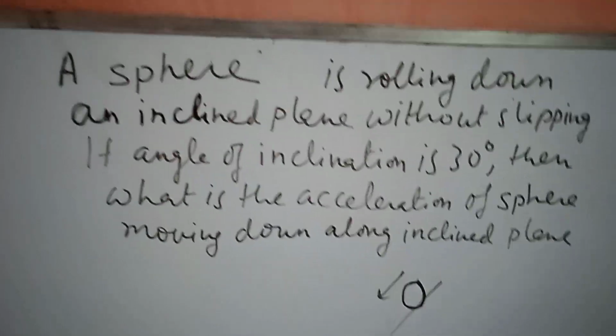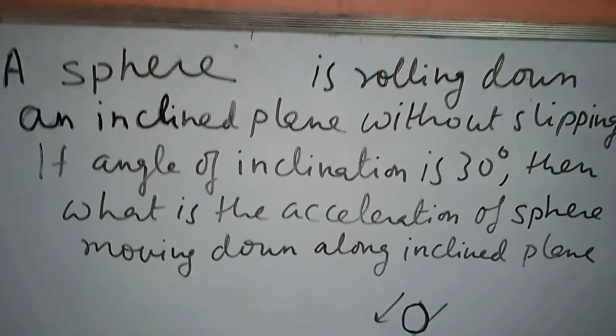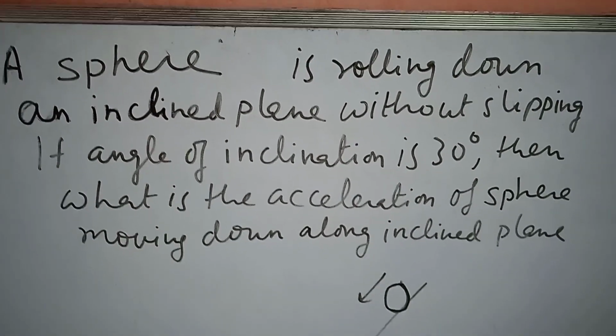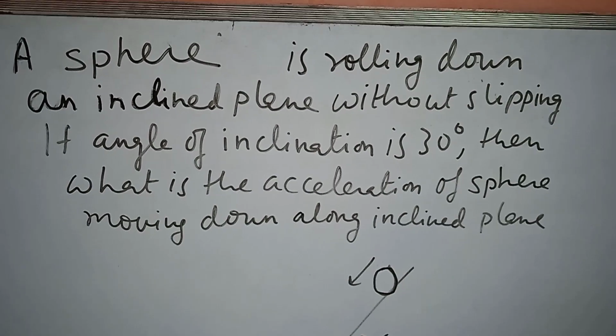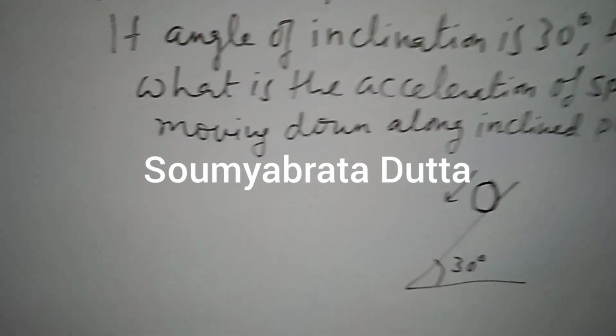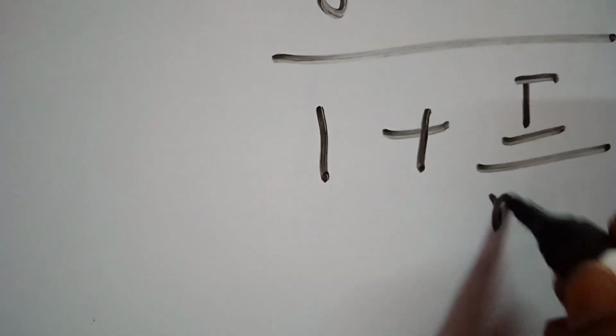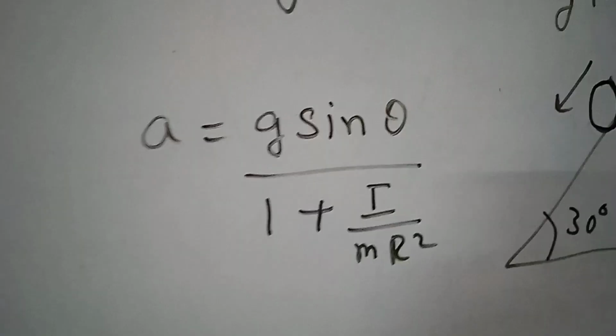Welcome, students. There is a problem. A sphere is rolling down an inclined plane without slipping. If the angle of inclination is 30°, then what is the acceleration of the sphere moving down the inclined plane? Okay, fine. Now there is a formula regarding these things. When the inclined plane is 30°, acceleration equals g into sine theta divided by 1 plus I by m r square.